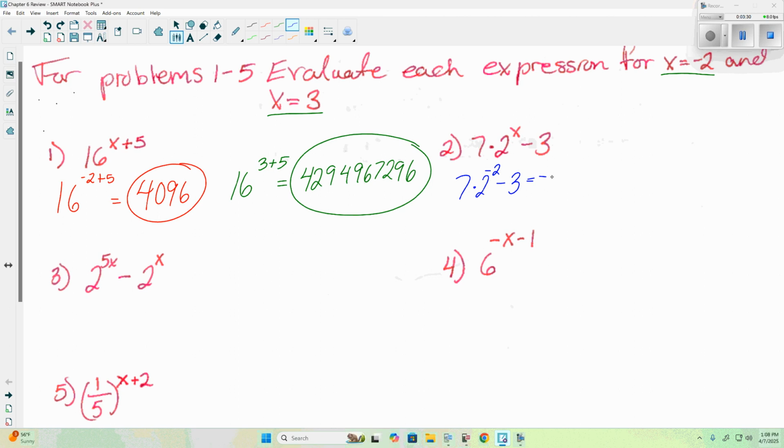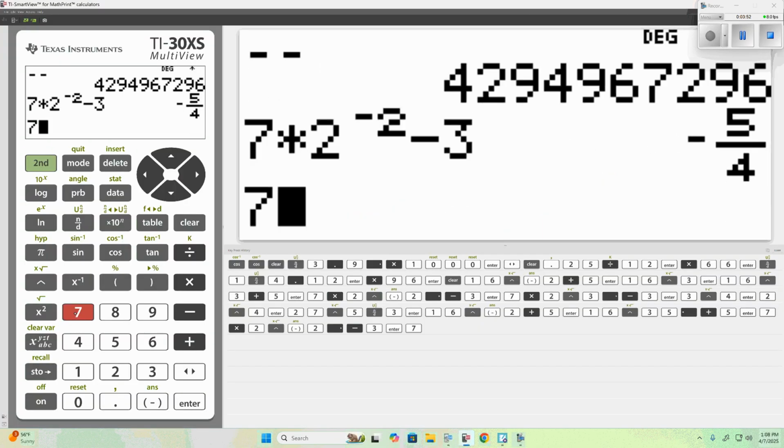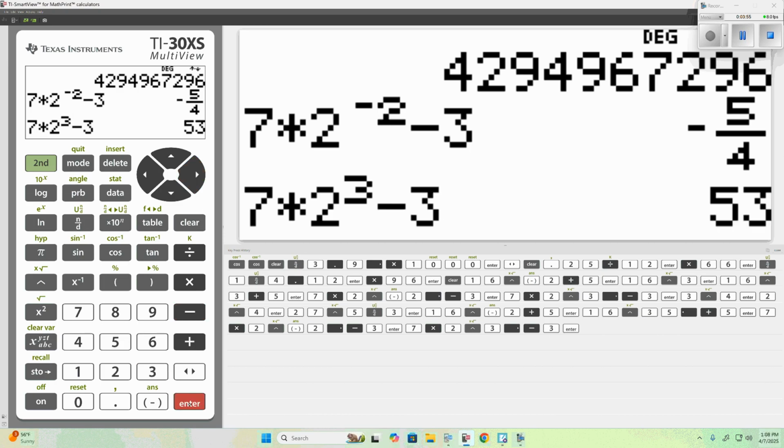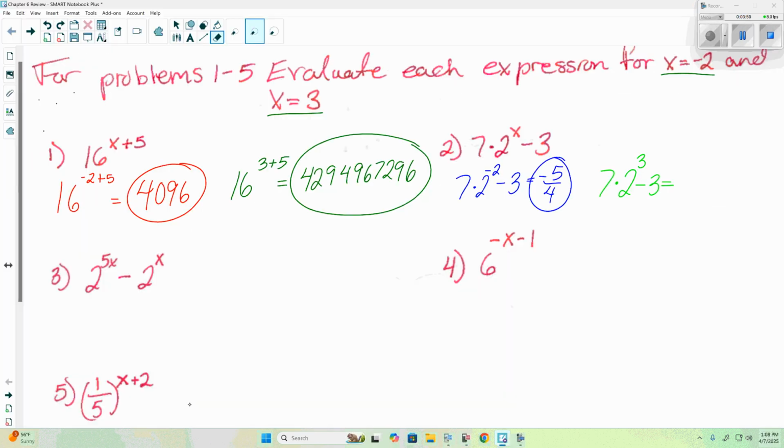That gives -5/4. Then we'll also do it with 3: 7 times 2 to the 3rd. Any other questions on 1 through 5?